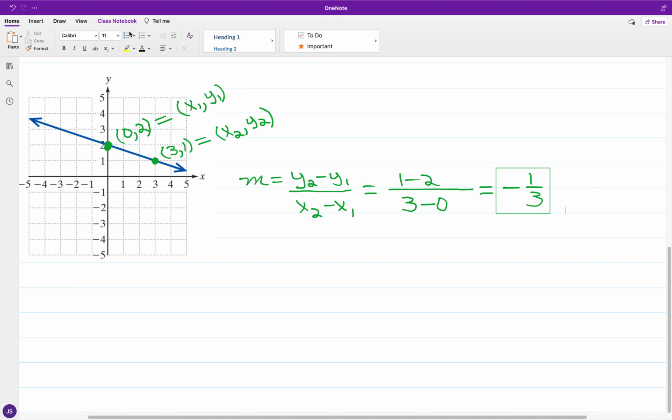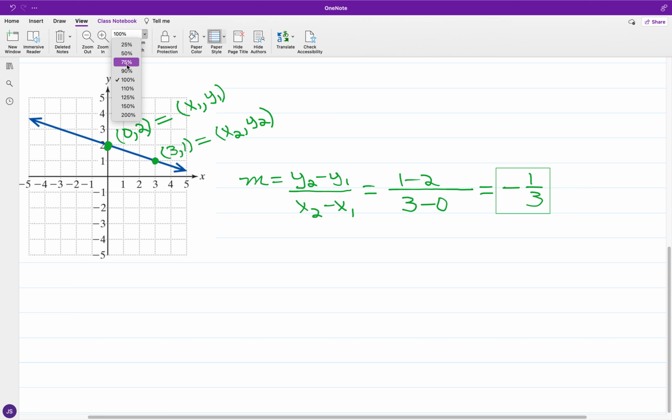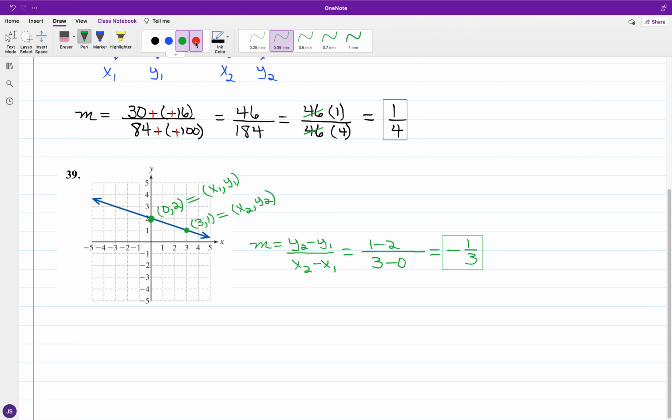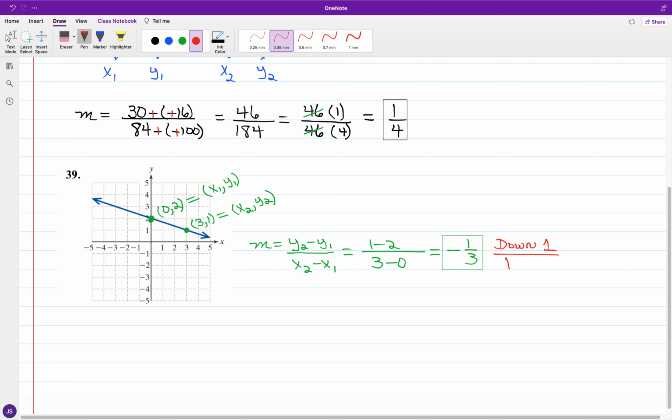And for what we have conceptually, for negative 1/3, if I read this from left to right, you have a pattern. If you read from left to right, you have going down gradually. So we can say we have descending by 1 unit, and for the 3, we have shifting over to the right 3 units. And if we go from 0, 2 to 3, 1, we have a bit of a triangular pattern.